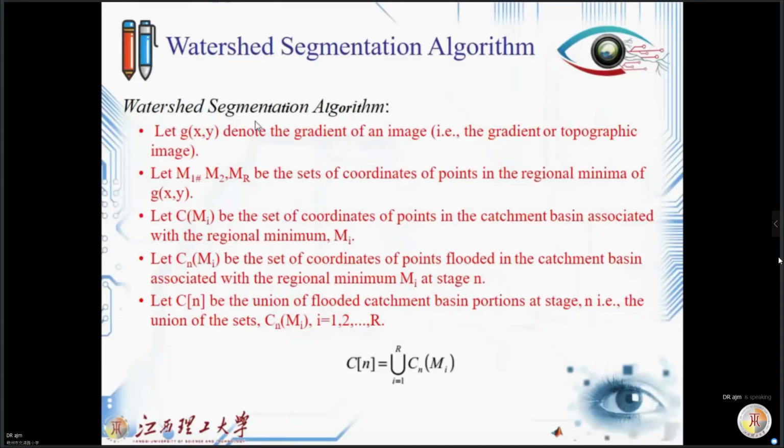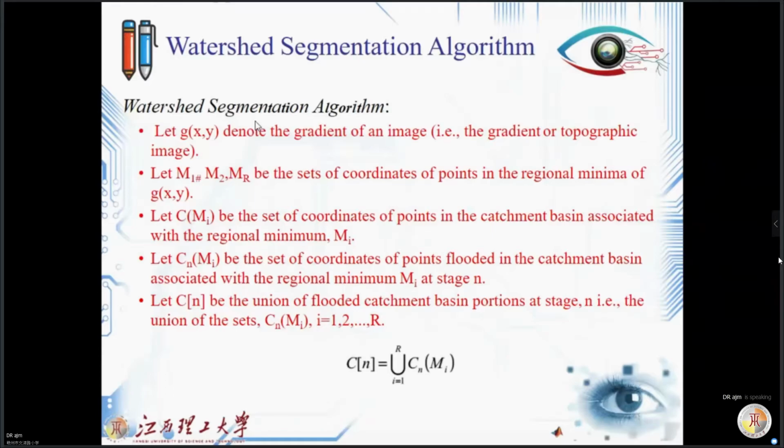Let CMI be the set of coordinates of the points in the catchment basin associated with the regional minimum MI, and let CNMI be the set of coordinates of the points flooded in the catchment basin associated with the regional minimum MI at stage N. Then CN can be the union of the flooded catchment basin portions at stage N, for example the union of the sets CNMI when I equals 1, 2, and so on. Then we can have this formula.